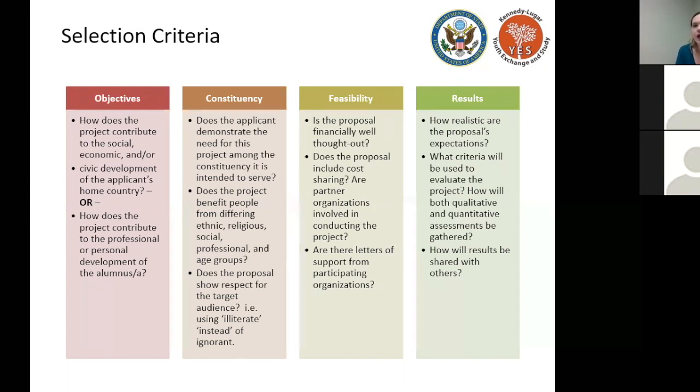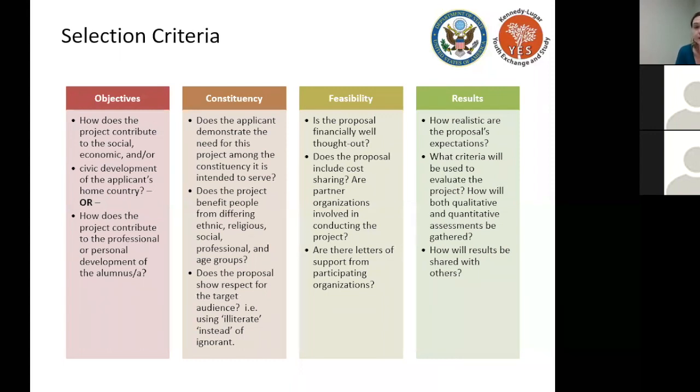Also we look at feasibility. Have you thought out the financial aspect of your project? Is it realistic? Does the proposal include cost share? We love to see partner organizations or individuals involved in contributing to the project. And if you do have people contributing to your project, do you have letters of support from them indicating their participation?